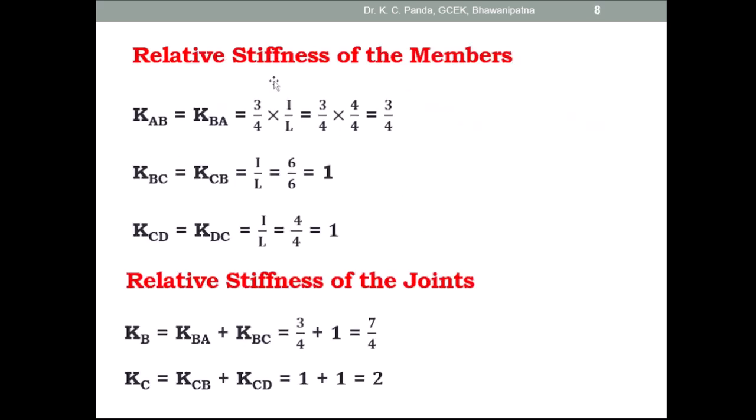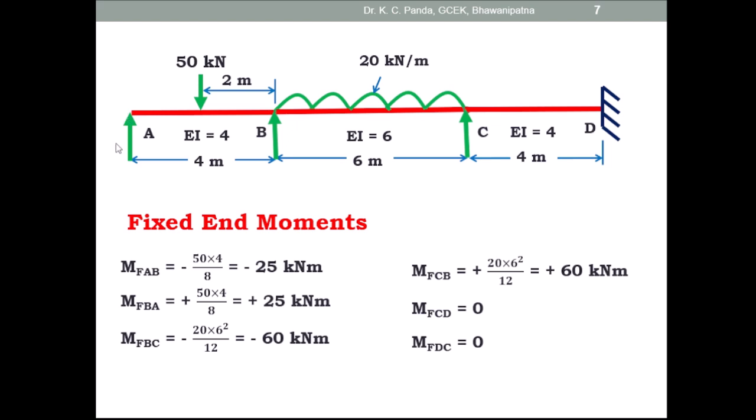Then the next step, you have to find out the relative stiffness of the members. As the support A is simply supported for span AB, you have to find out the relative stiffness of the member: KAB is equal to KBA is equal to 3 by 4 I by L. And for span BC, intermediate span, here the relative stiffness is equal to I by L. And for span CD, at the end D is fixed, so the relative stiffness of the member is equal to I by L. So here you take I is equal to 4, and here I is equal to 6, and here I is equal to 4.